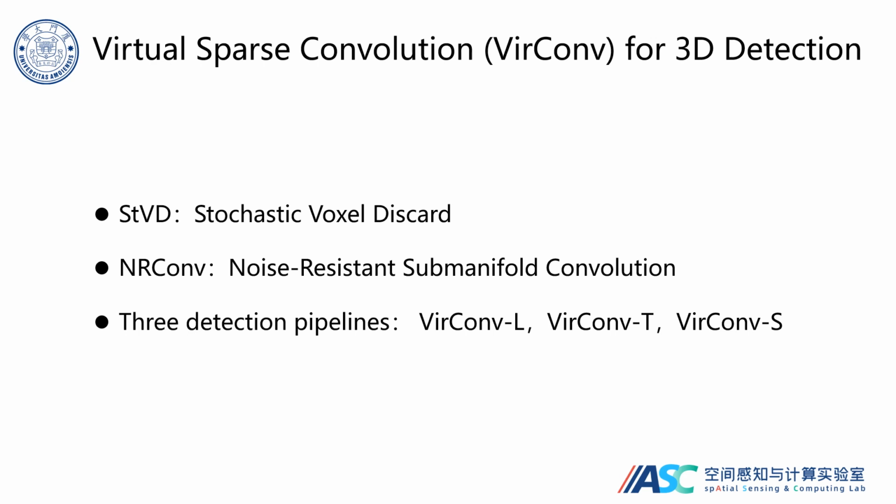better 3D detection. The VirConv contains two key designs. A stochastic voxel discard method to alleviate the density problem. A noise-resistant submanifold convolution layer to address the noise problem. Built upon VirConv, we present three new multimodal detectors: VirConv-L, VirConv-T, and a semi-supervised VirConv-S, for efficient, high-precision, and semi-supervised 3D detection, respectively.